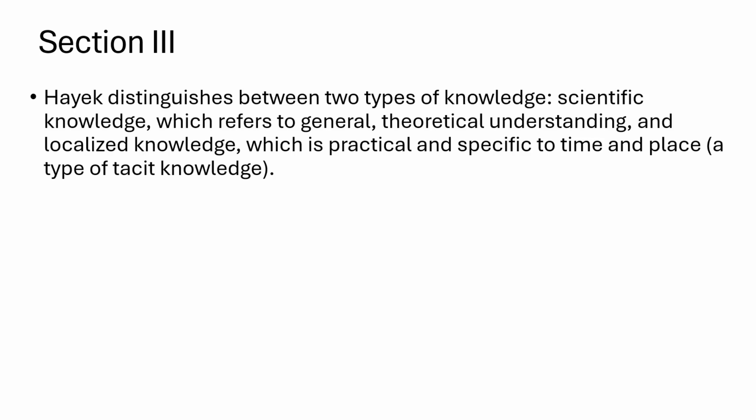Section 3. Hayek distinguishes between two types of knowledge: scientific knowledge, which refers to general theoretical understanding, and localized knowledge, which is practical and specific to time and place, a type of tacit knowledge.